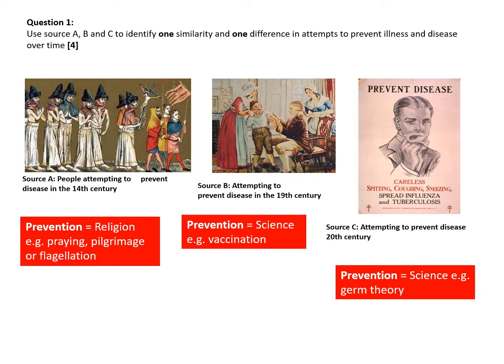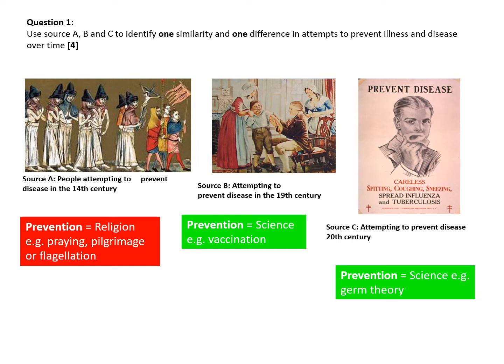Now, if we've got religion, science and science, the two that obviously have a connection are B and C, because they're both using science to prevent illness. Evidence in B is vaccination, evidence in C is germs, and then A is the odd one out because it's religion, and there you can see them praying and so on.